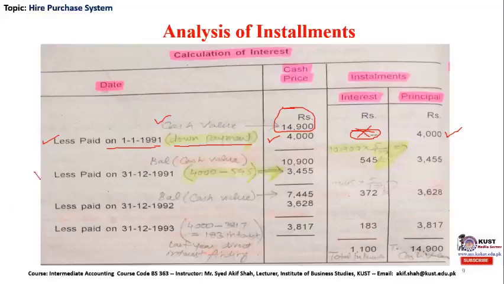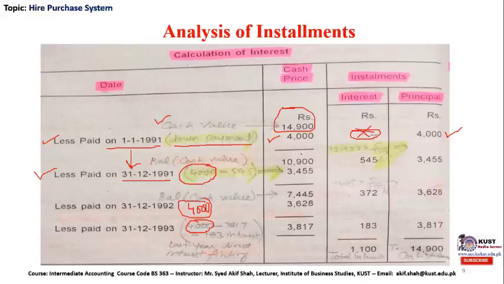In the subsequent year, when the year completes on December 31st, 1991, the company was required to pay once again 4,000 as an installment, and for the next 3 years similarly, the purchaser will have to pay a 4,000 installment in each year. As mentioned in front of each year, at December 31st, 1992 and then December 31st, 1993. Now we have to bifurcate the interest amount from this installment value.